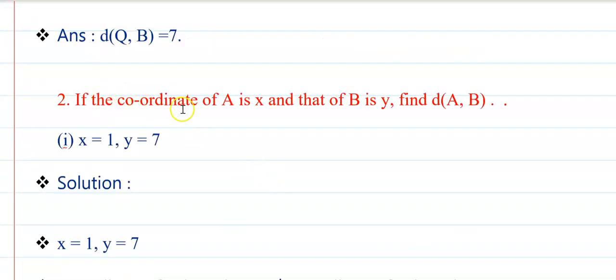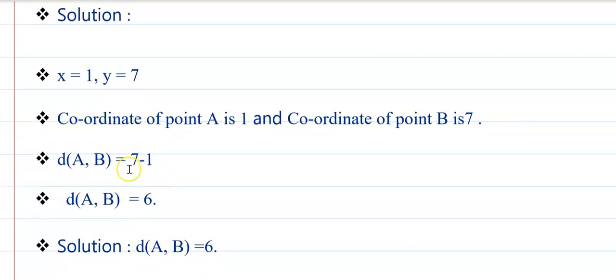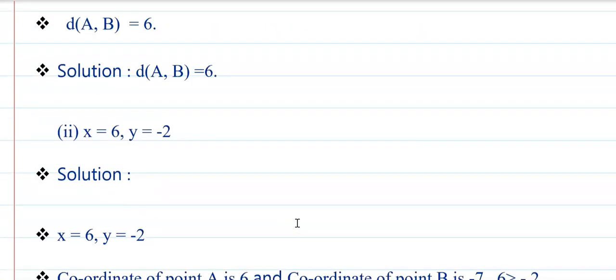If the coordinate of A is x and that of B is y, find distance AB. x is equal to 1, y is equal to 7. Solution: x is equal to 1, y is equal to 7. Coordinate of point A is 1, coordinate of point B is 7. Therefore, distance AB is equal to 7 minus 1, that is equal to 6, and hence the solution is distance AB is equal to 6.